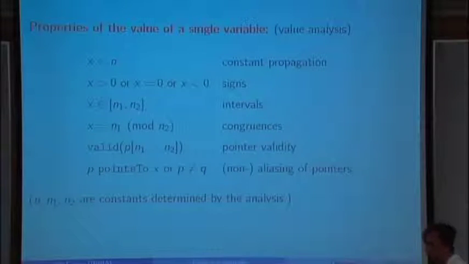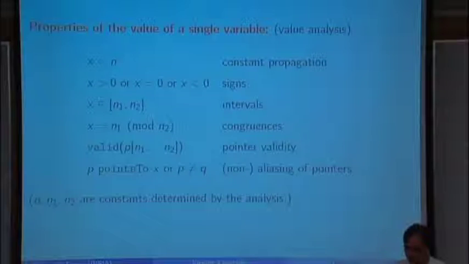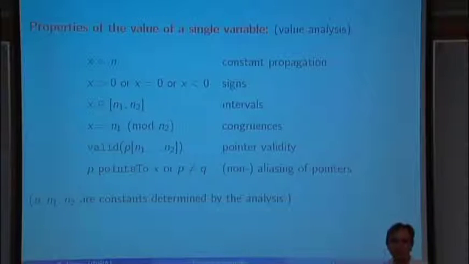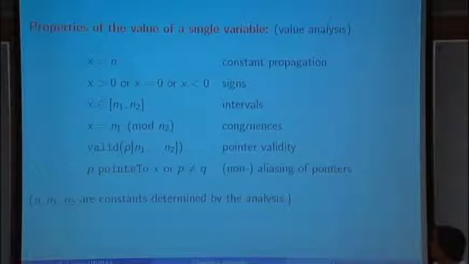So that's the analysis for signs. Whether a variable is within a given interval of integers or even floating point numbers. Whether a variable is equal to n1 modulo n2. So that's congruence analysis. And sometimes it's useful to know that a variable is equal to 0 modulo 4, for instance. Then there's pointer validity. For instance, this means that if P points to an array, indices n1 to n2 of this array are valid, are within bounds, okay, so are valid memory locations.